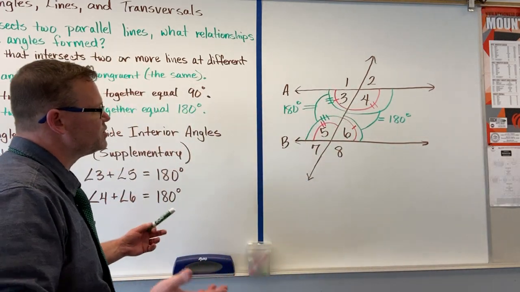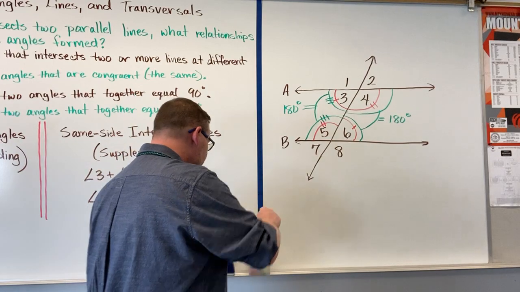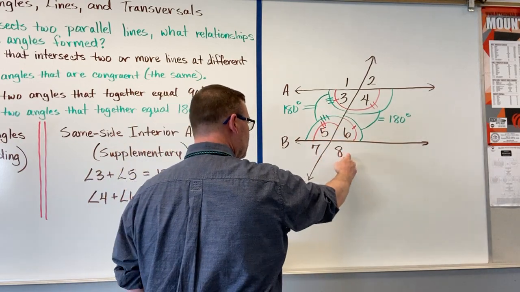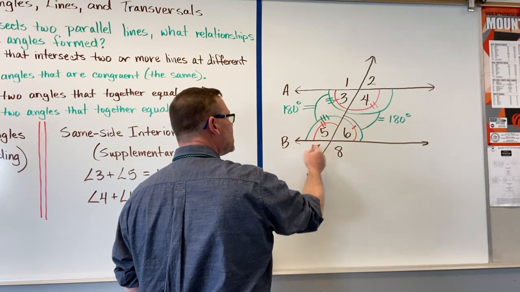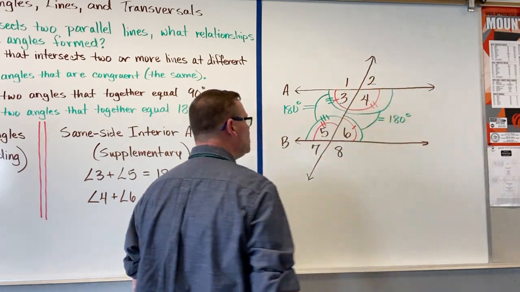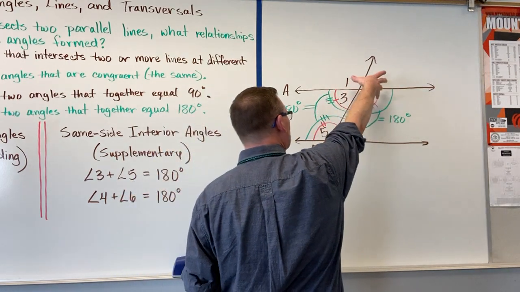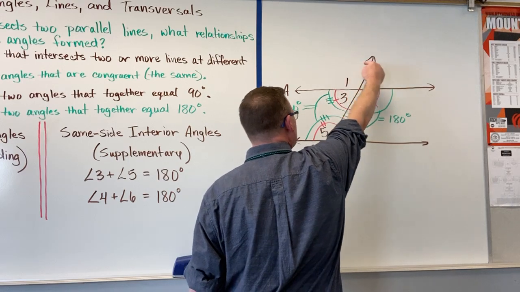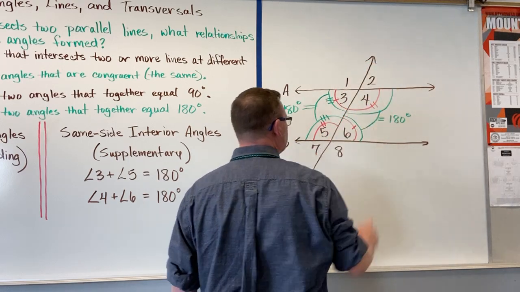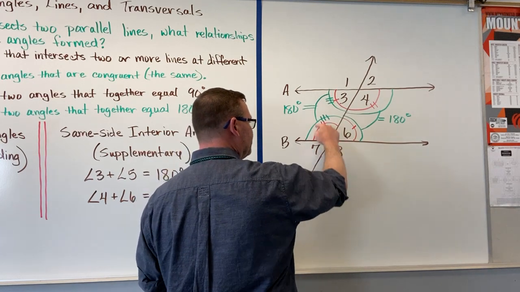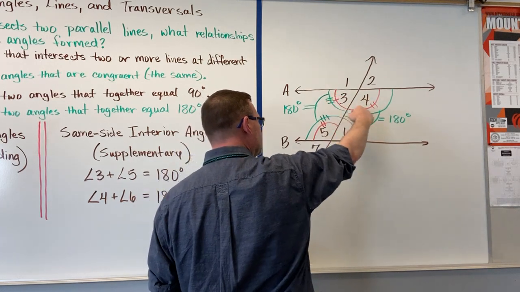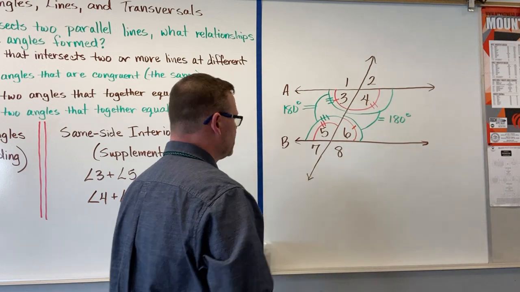Okay, so most of this is dealt on the interior. I will tell you that these are going to be equal to each other. 6 and 7 will be equal to each other. Anytime they're opposite of each other, they're going to be equal. When they're next to each other and they form a straight line, those are supplementary angles. In other words, 1 and 2 would be supplementary. Okay? 7 and 8 would be supplementary. 5 and 6 would be supplementary. 3 and 4 would be supplementary.